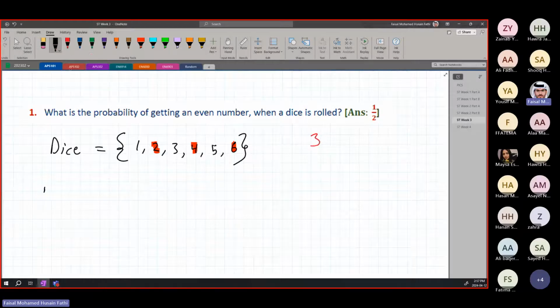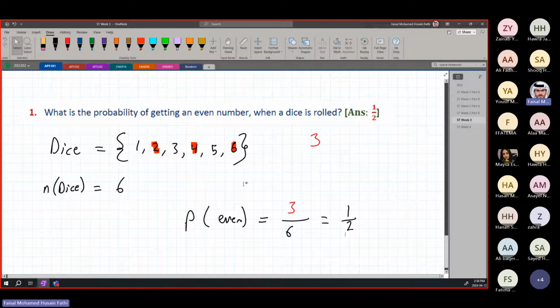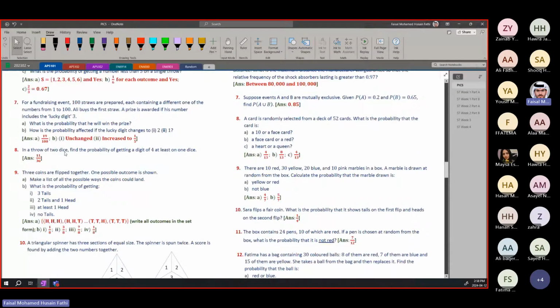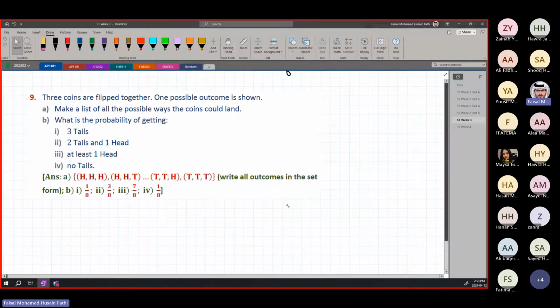What is the sample size? N of dice is equal to 6. Total sample space, we have 6 elements of the sample. And that's it. So the probability of even is going to be 3 over 6, which is equal to half, or 0.5, or 50%. Very straightforward. The rest of these questions are also very straightforward, but the reason I wanted to go for this question is because it uses the same example that I have explained, so it can clarify it a little bit more. So this question says 3 coins are flipped together.